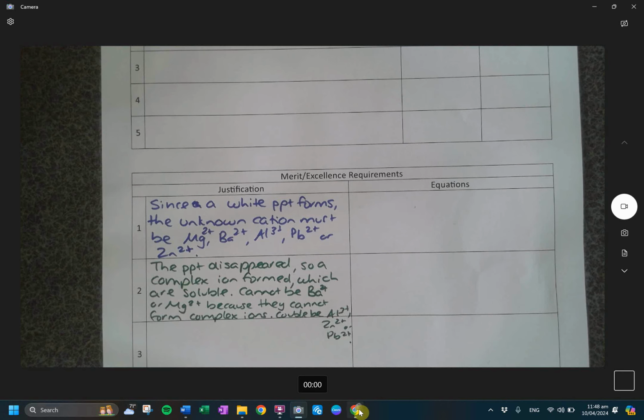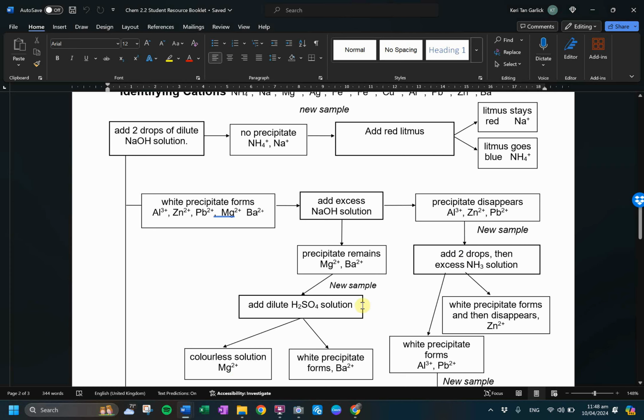Okay. Next thing then on our flow chart is 2. It disappears. So we have aluminium, zinc, or lead. We have a new sample. So new sample means I do what? Wash it out. Get rid of that. There we go. All right.